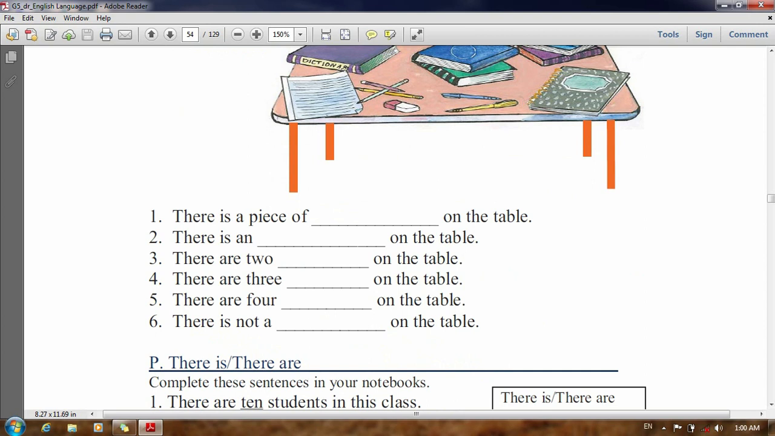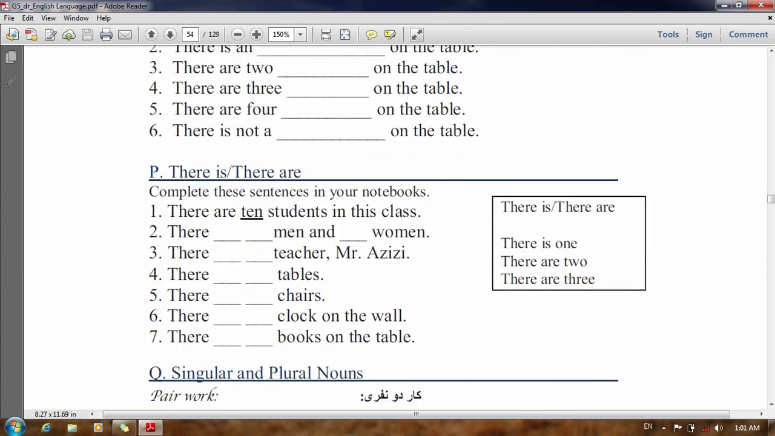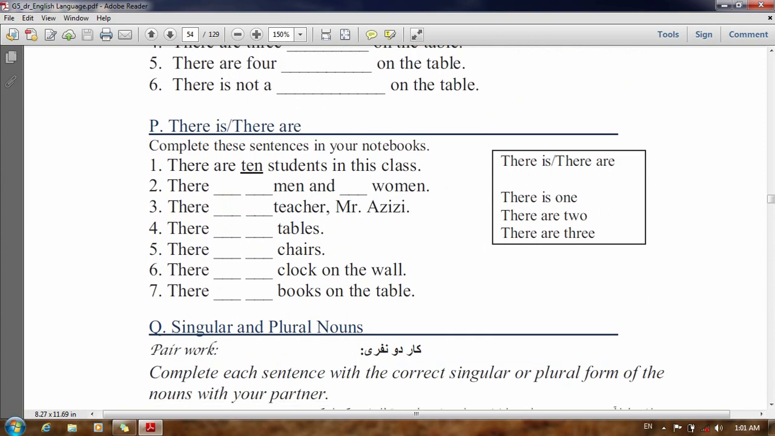There are two pens on the table. There are three pencils on the table. There are four books on the table. There is not a computer on the table. There are. Complete these sentences in your notebooks.